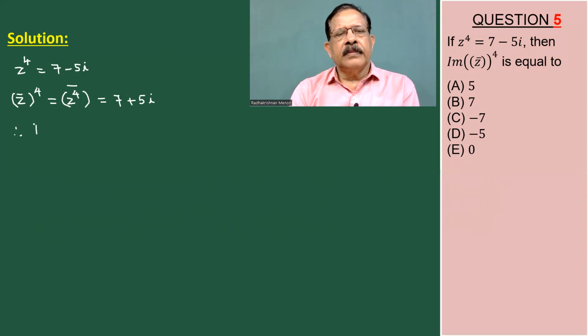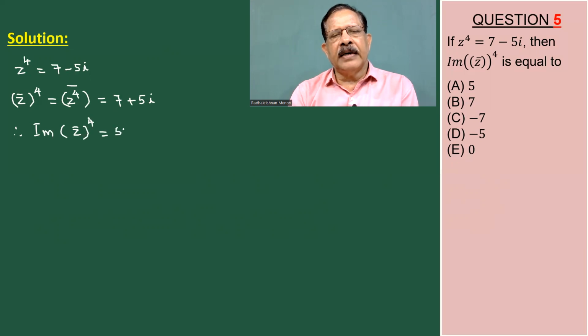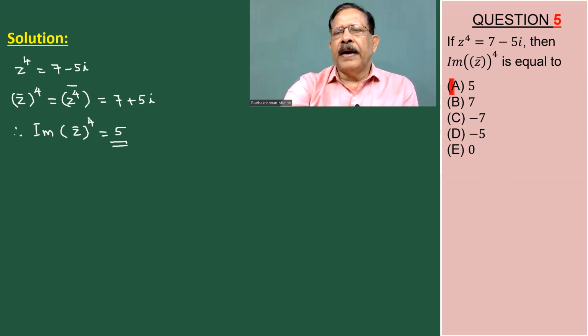Therefore, the imaginary part of z bar raised to 4 will be the imaginary part of 7 plus 5i, which is equal to 5. So it is an easy question. Answer is option.